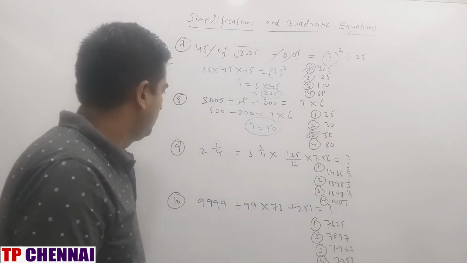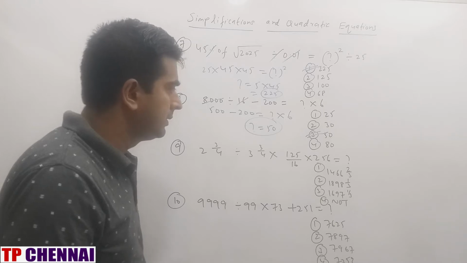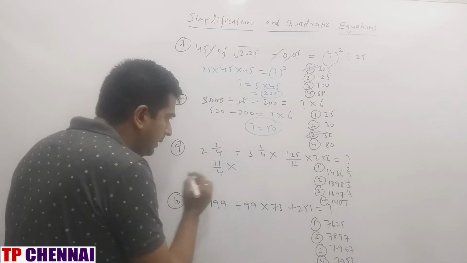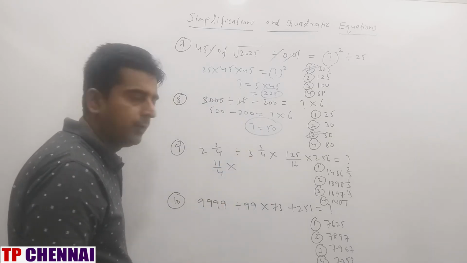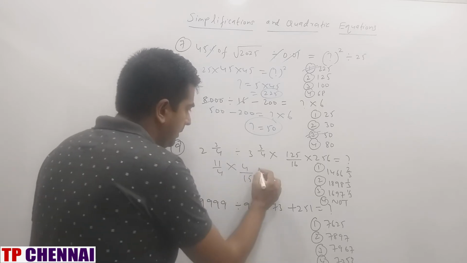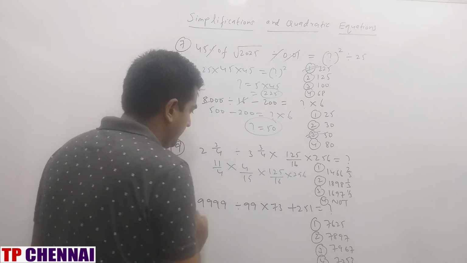Next one, 2 3/4 divided by 3 3/4 into 125/16 into 256 is equal to question mark. 2 3/4 is 11/4, this will be into 3 3/4 is 15/4, but we need to write it in reverse order, right? Into 125/16 into 256, right?